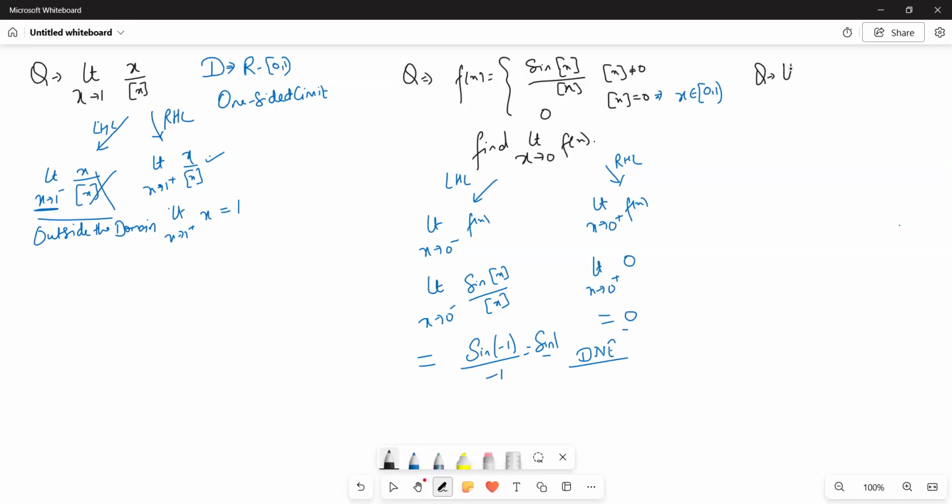Okay, next question. Limit x tending to 0, root over of 1 minus cos 2x by 2, whole divided by x.